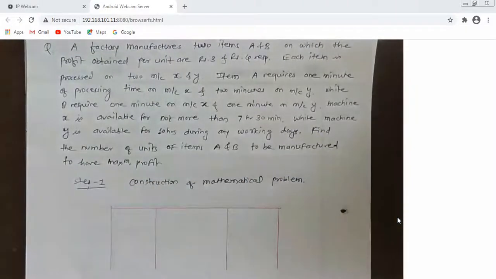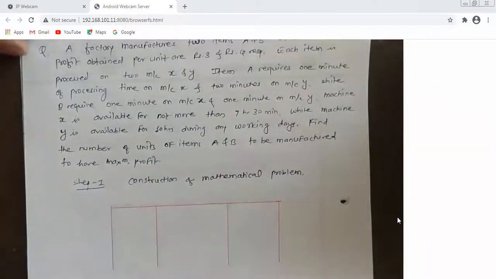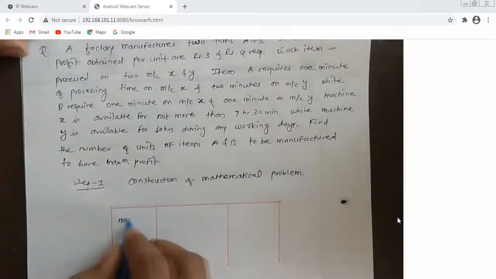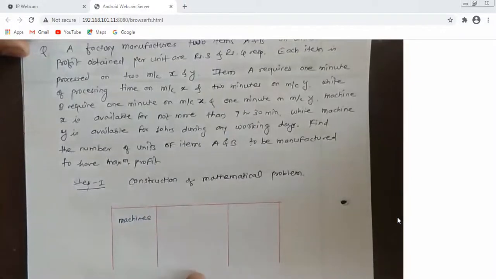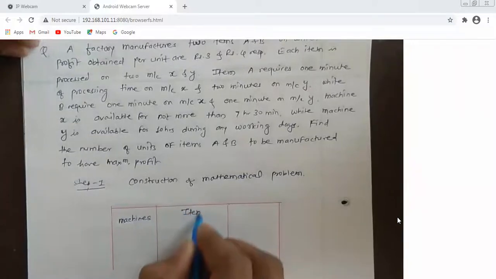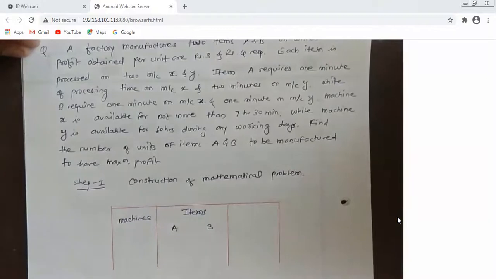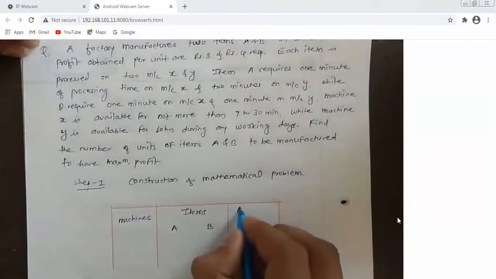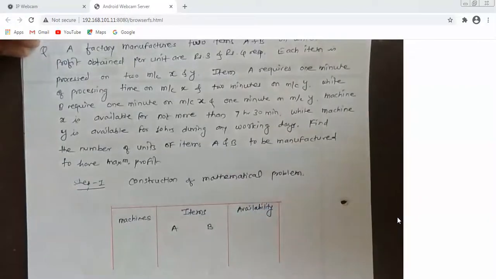Now in the first column, similar to the last numerical, here I am taking machines. In the last numerical, we took the raw materials here. In the second column, I will take the items that we have to produce. Here we have to produce items A and B. After that, in the third column, I will take availability, which means how much time the machine will be available for producing the items A and B.